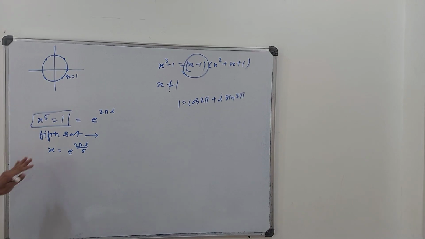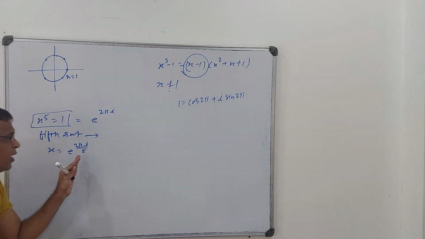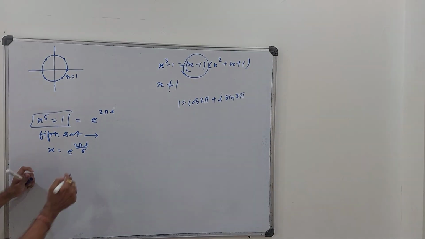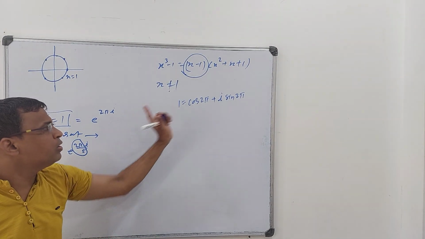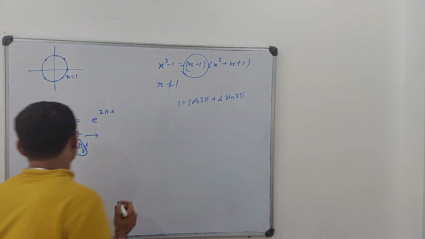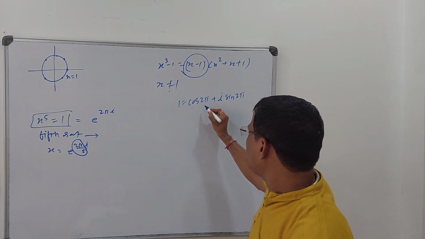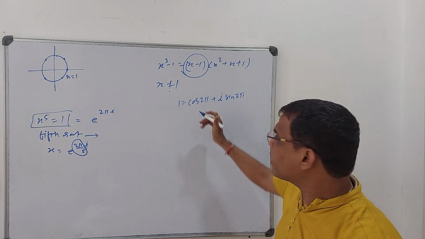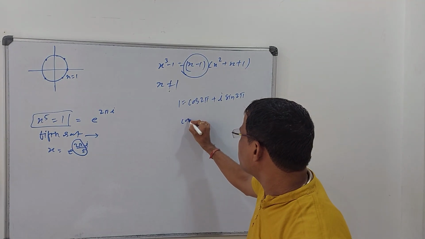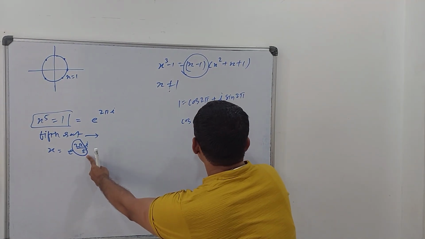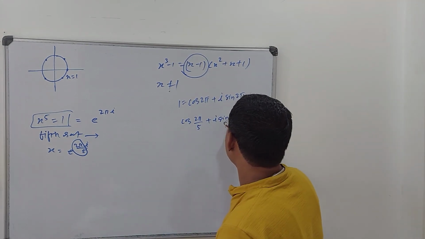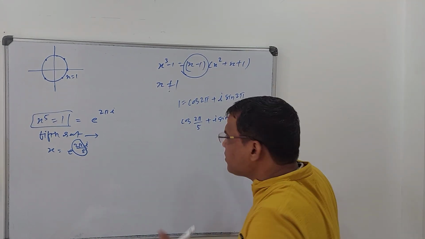We will see it. So x is equal to e to the power 2 pi i by 5. So this 2 pi by 5 is your argument. So I am putting it now in terms of this. Fine. So my answer will be, I can just play with the angle. So it is cos 2 pi by 5 plus i sin 2 pi by 5. That is something I am writing.